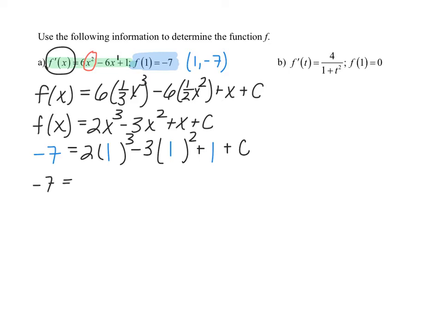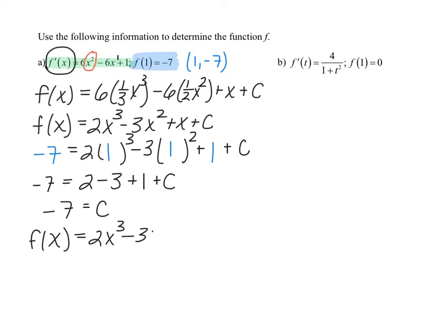So -7 will equal 2 minus 3 plus 1 plus c. So that ends up being that -7 is equal to our constant. So now we can write the specific function, so this is the specific antiderivative, instead of the general antiderivative, which will be 2x cubed minus 3x squared plus x minus 7, since -7 was our constant.